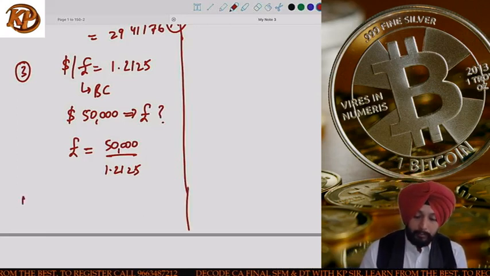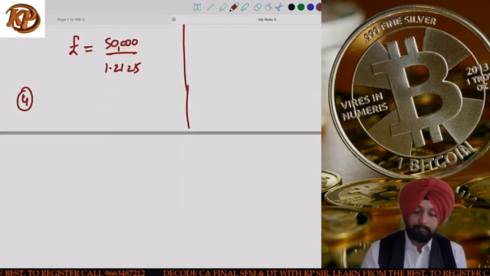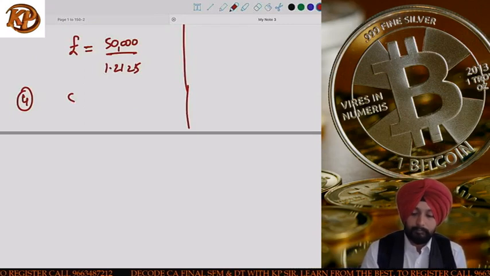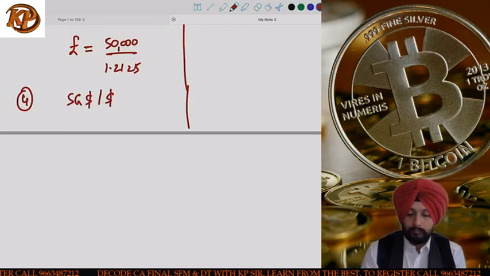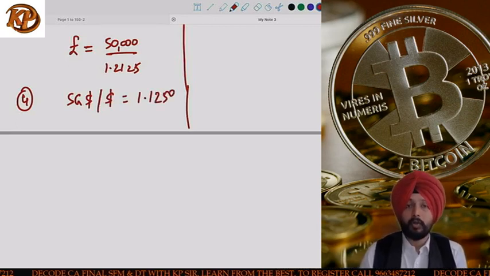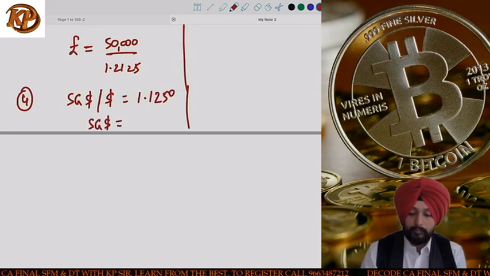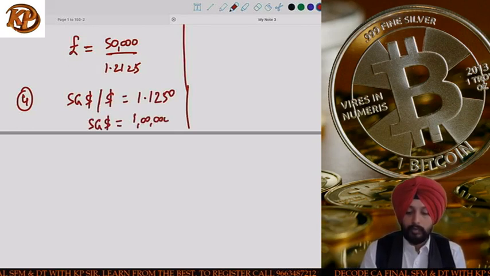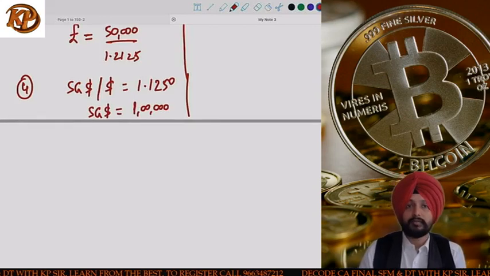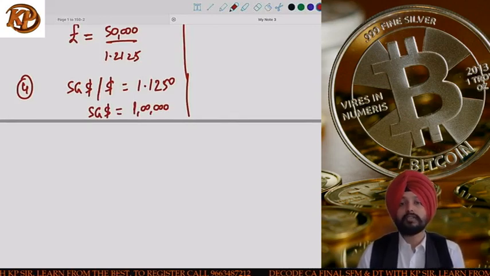Let's see one more example. Singapore dollars per dollar is 1.1250. You have Singapore dollars 1 lakh. How much US dollars will you get on conversion?